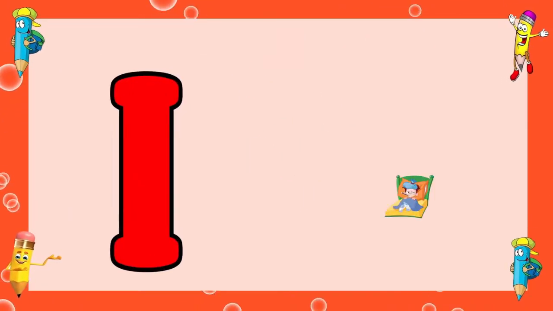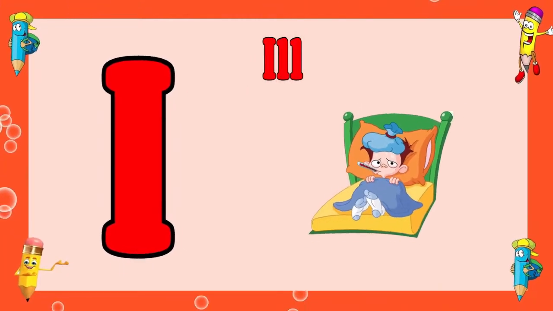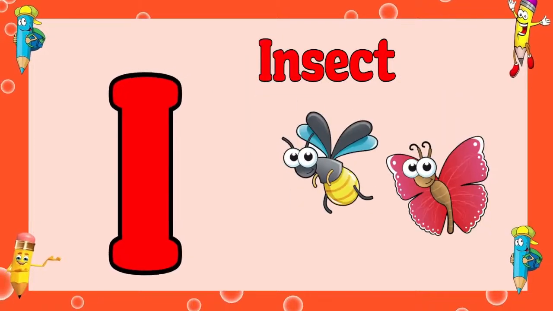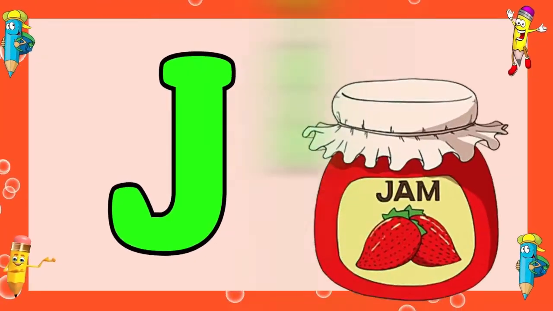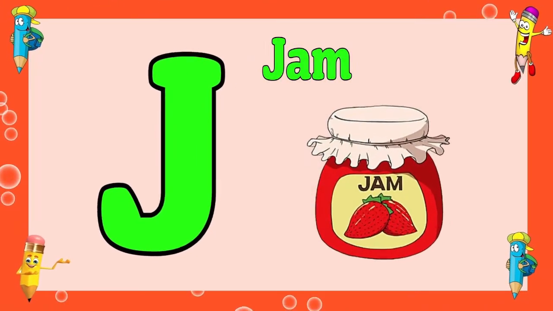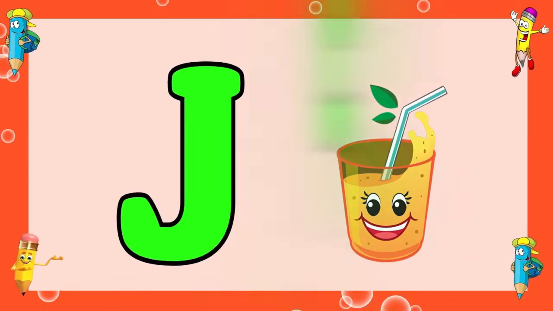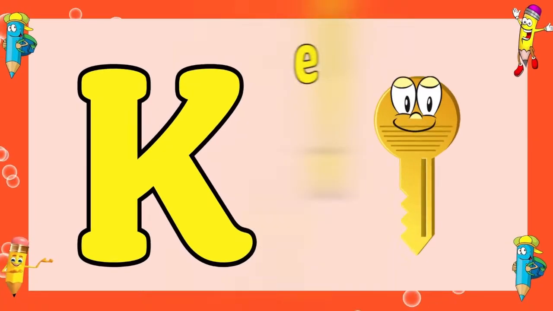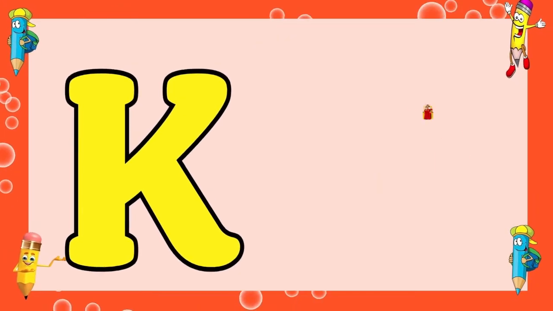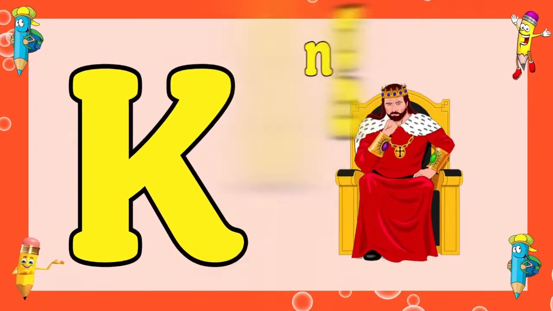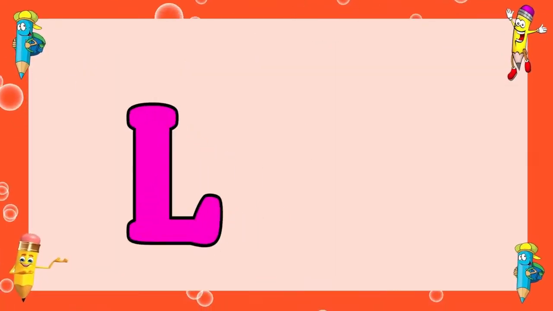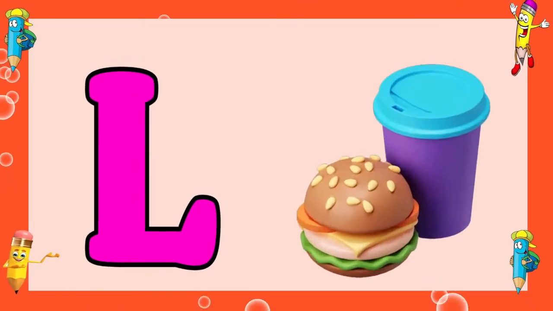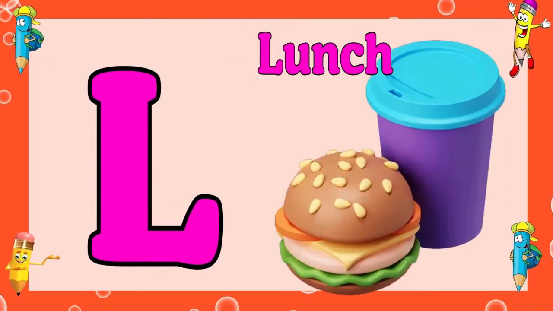I is for ill, ill. I is for insect, insect. J is for jam, jam. J is for juice, juice. K is for key, L is for leaf, leaf. L is for lunch, lunch.